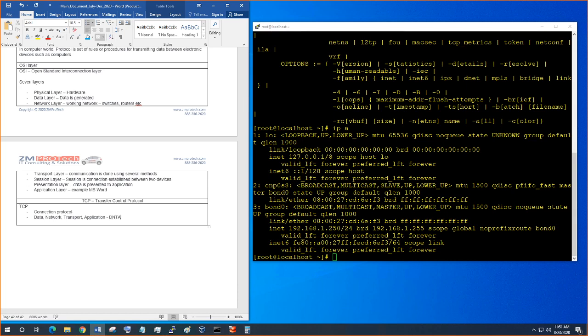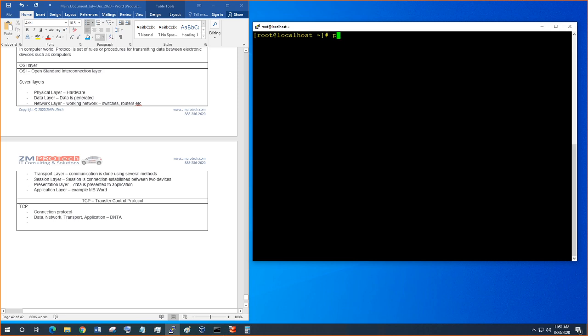So DNTA, short for data, network, transport, application. You might be quizzed in the interview, which layer does the TCP protocol run on. You just have to say data, network, transport, and application. Okay, and right here I'm going to clear this, and I'm going to say ps -ef, and then we'll go through this again a little later.